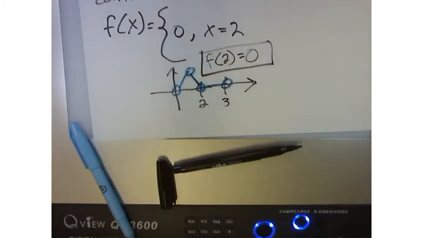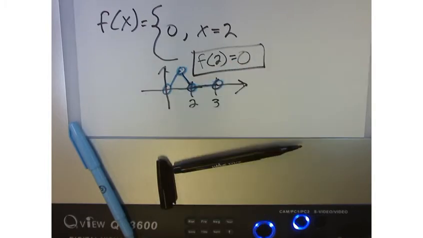But that's the confusing part, right? How do I make that function continuous at that point? Well, what's missing is 2 comma 0. So how do I write that formally? Right there. Now that I've plugged the hole, the function is continuous. Now I can apply the intermediate value theorem. Does that make sense?